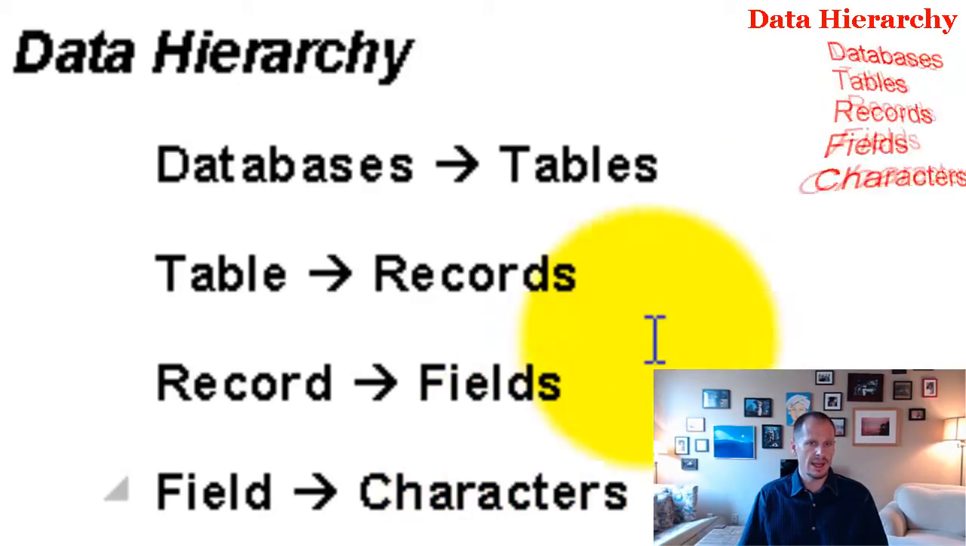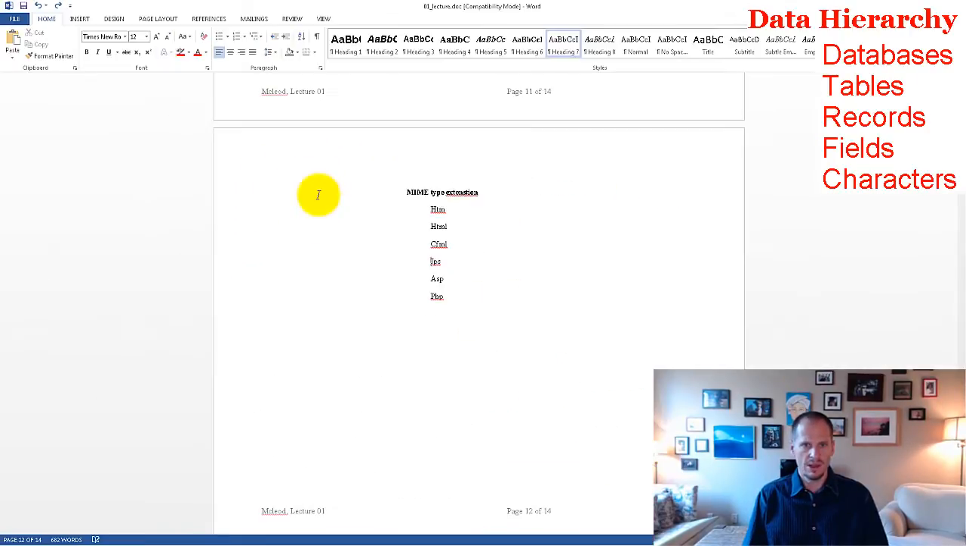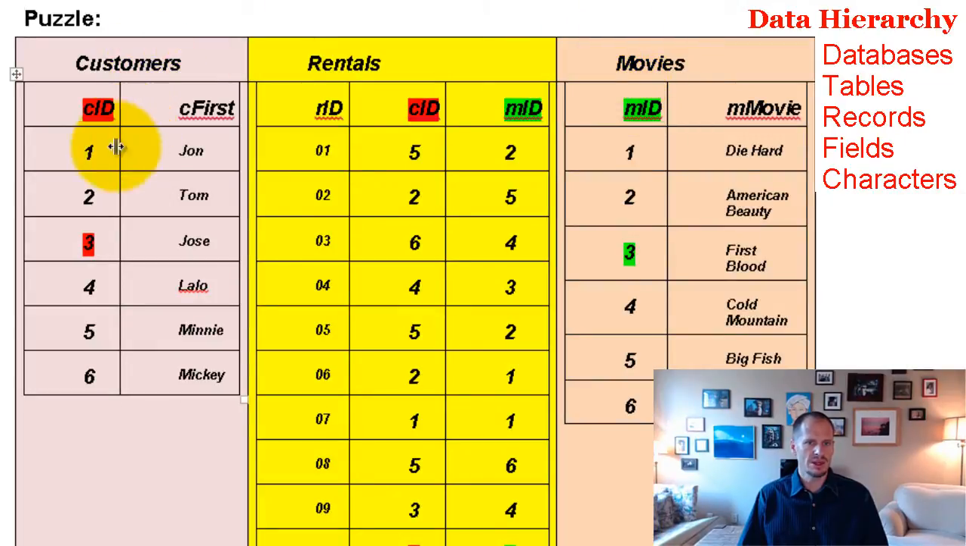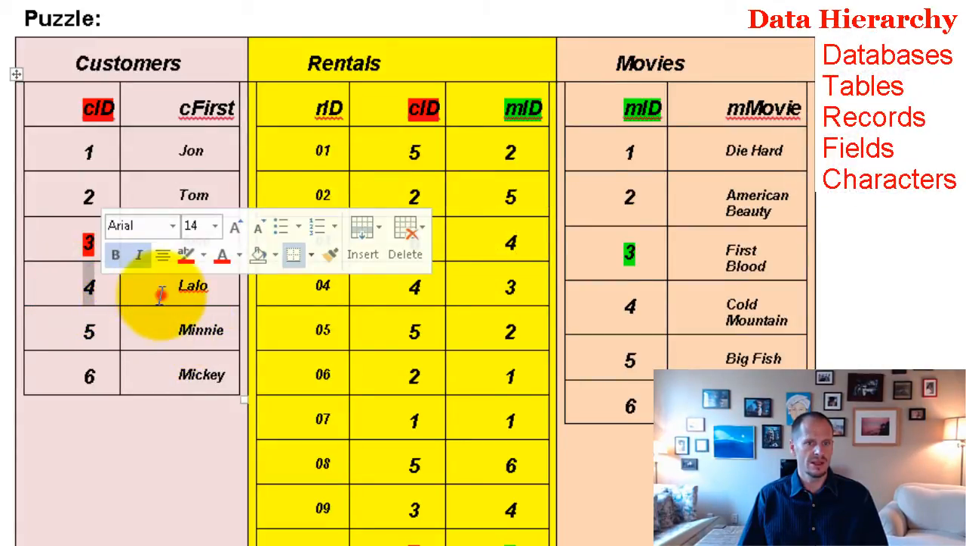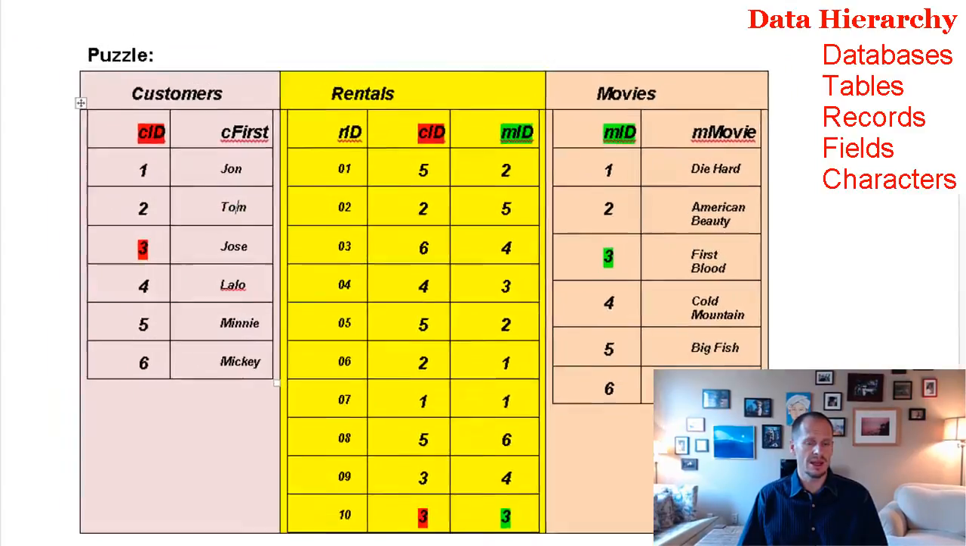And a database is made up of tables, so we saw that when we create a database, right, we are creating this, and this database is created with 3 tables. And then tables are made up of records, so here are records in the customers table, right? And then each record is made up of fields, so here's the CID field, here's the first name field, and each field is made up of characters. There's the character L, there's the character A, there's the character L, there's the character O, right? So databases are made up of tables, tables are made up of records, records are made up of fields, right? And fields are made up of characters. That is the database hierarchy.